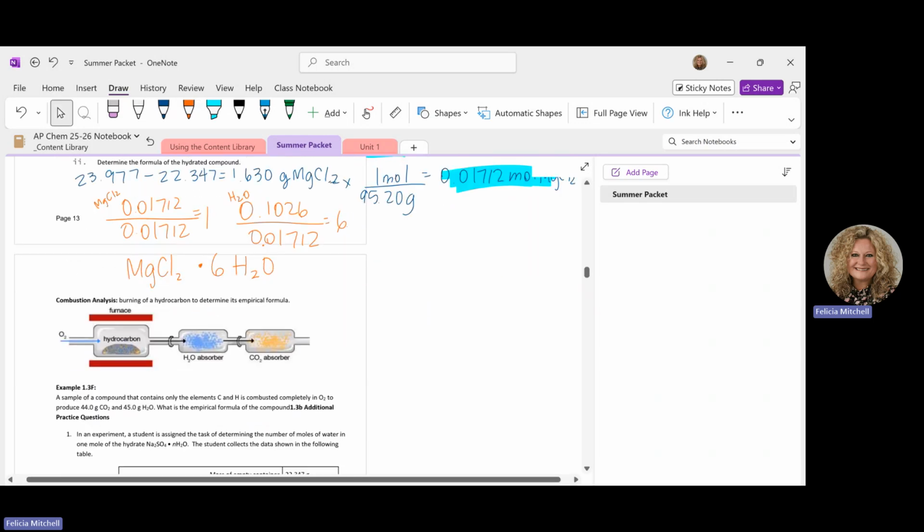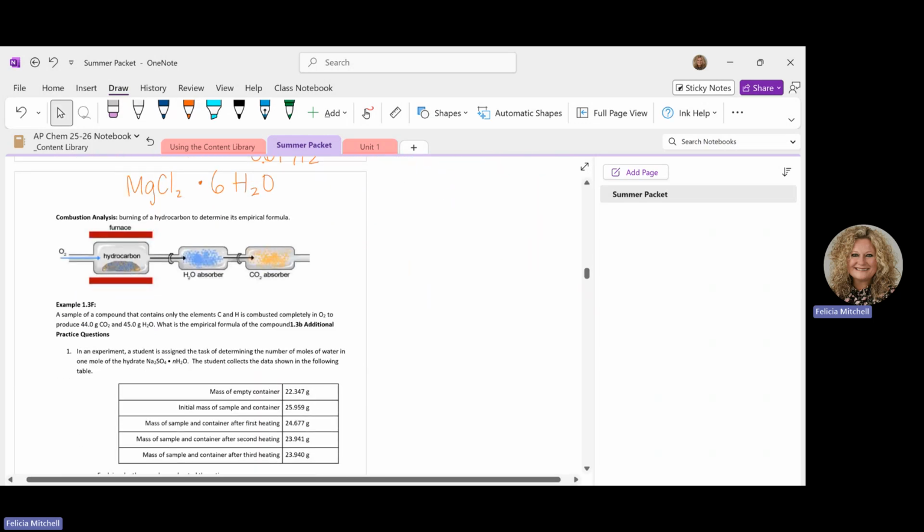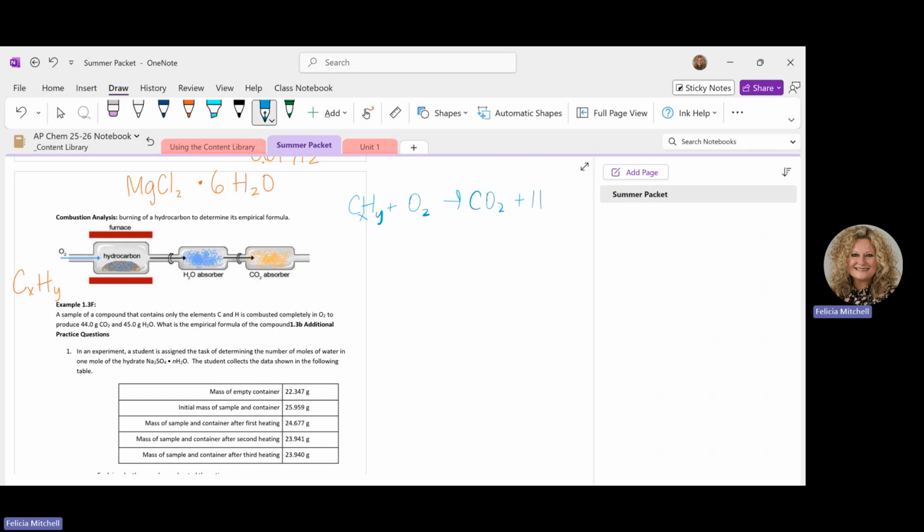Something else that you're going to be asked to do is combustion analysis to figure out the formula of a hydrocarbon. A hydrocarbon is a CH molecule. We talked about this in honors. A hydrocarbon is some kind of CH, and the definition of combustion is that you burned it in oxygen. You were required in honors to memorize that the products of combustion are CO2 and water.